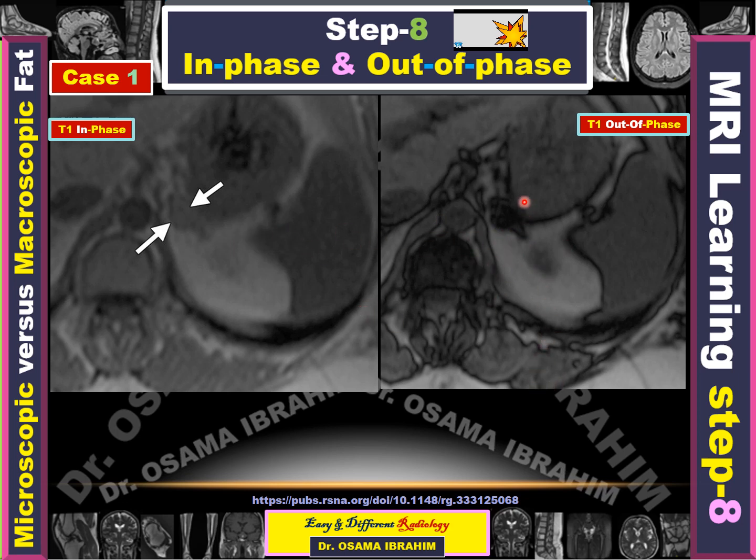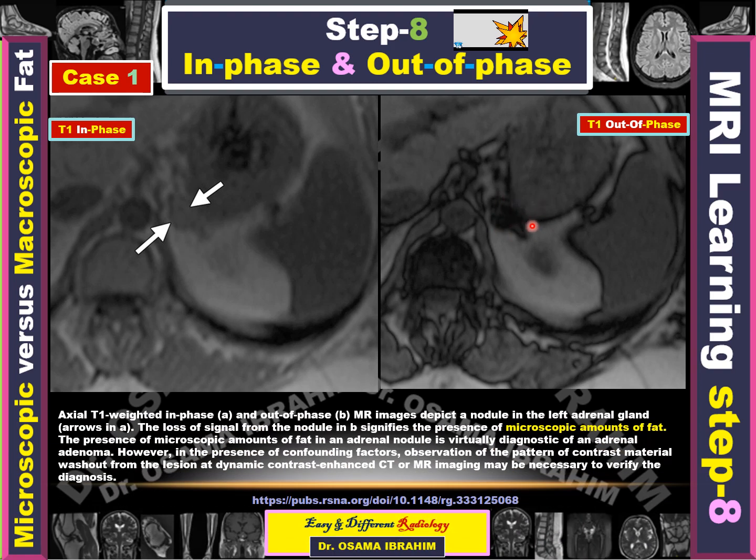Where is the lesion? This is the lesion, which appears bright here and dropped in signal here. So this represents a drop in signal within the out of phase image, which represents microscopic fat in that lesion.